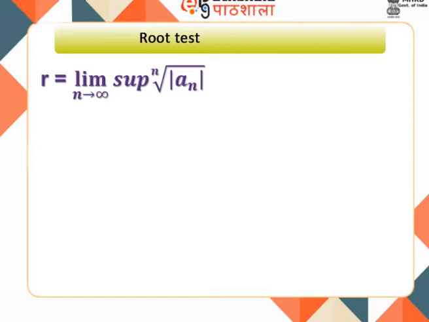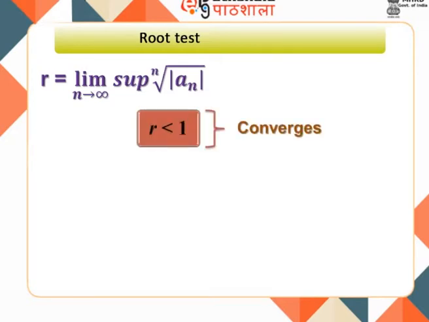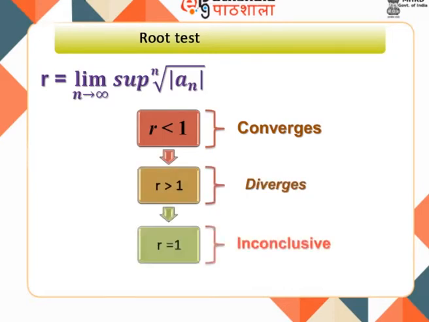R is equal to limit n tends to infinity supremum of the nth root of |an|, where limit supremum denotes the limit superior, possibly infinity. If the limit exists, it is the same value. If R is less than 1, then the series converges. If R is greater than 1, then the series diverges. If R is equal to 1, the root test is inconclusive and the series may converge or diverge.